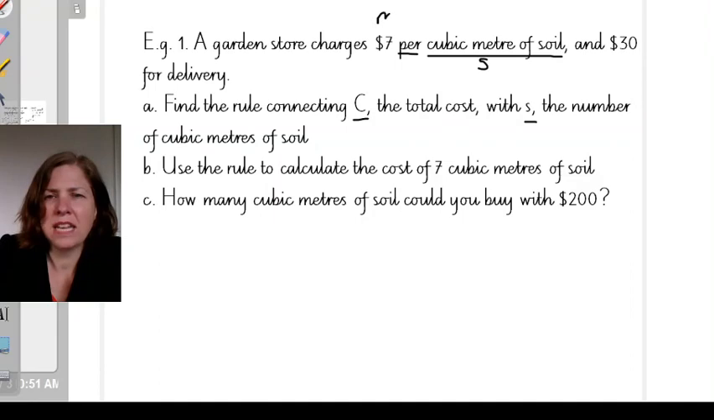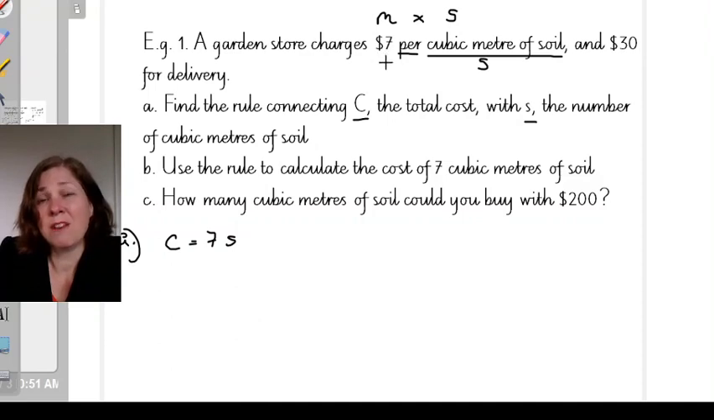So this is the gradient. And it's multiplied by cubic meters of soil, which is S. Okay? So far, I've already got C equals 7S, because $7 per cubic meter of soil tells me that for every 1 cubic meter of soil that I'm increasing, the cost will increase by $7.